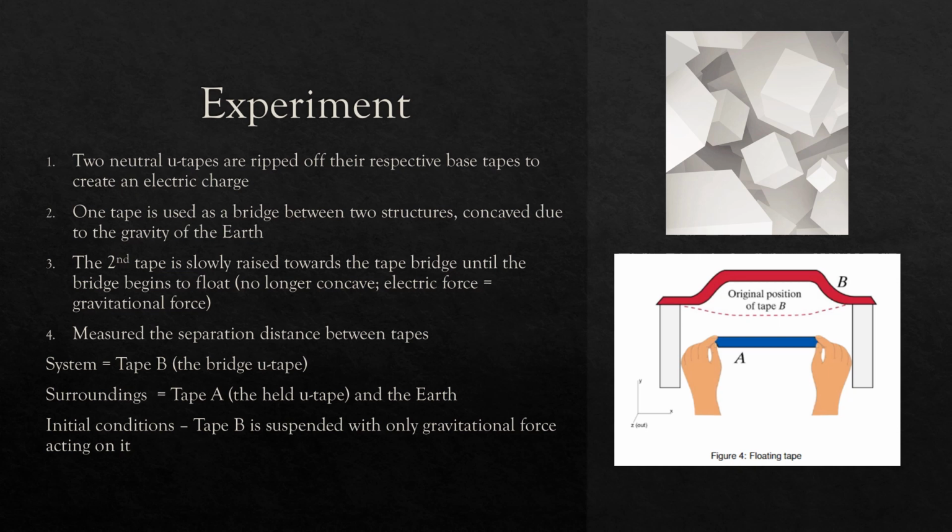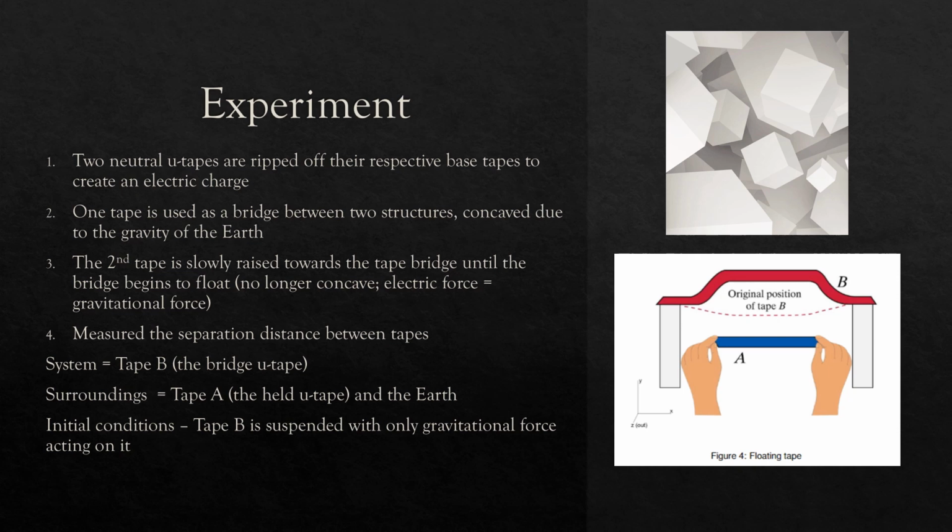So now for the experiment. Number one, we're going to have two neutral U tapes that are going to be ripped off of their respective base tapes, and that's going to create an electric charge in the two. Then one tape is going to be used as a bridge between two structures. That's going to be tape B in the model, and it's going to be concave due to the gravity of the Earth. And then the second tape, tape A, is going to be slowly raised towards the tape bridge until the tape bridge begins to float, and it's no longer going to be concave, and the electric force is going to be equal to the gravitational force.